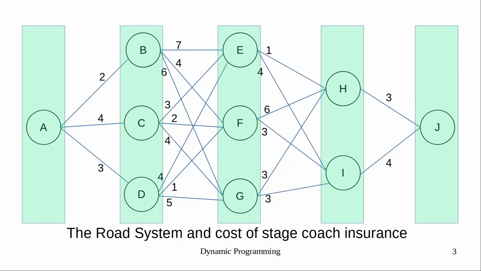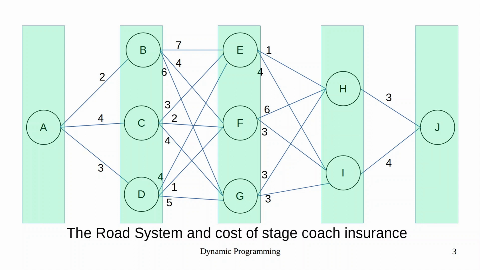So, in any stage, you have states. The states are the cities. Like in stage 2, you have city B, C, or D, which is state B, C, or D. So the decision on any stage is which stage would you go to next, and in the next stage, which state do you go to, right?